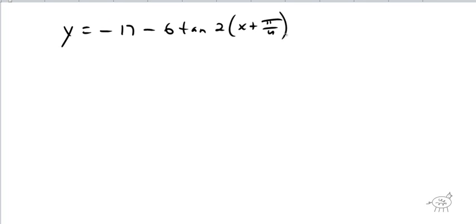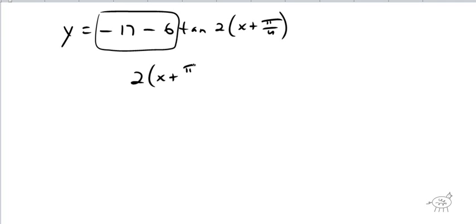Okay, so let me just give you an example here. If I gave you an equation like y equals negative 17 minus 6 tangent of 2 times (x plus pi over 4). All right, so this doesn't matter, right? This part right here, the vertical shift and the value of a, does not matter. This is how you solve it anyway. You would set that between, and be careful, negative pi over 2 to pi over 2. Don't do 0 to pi.